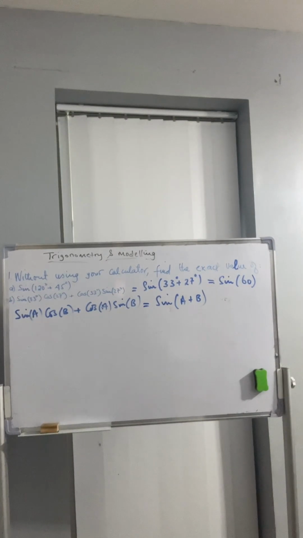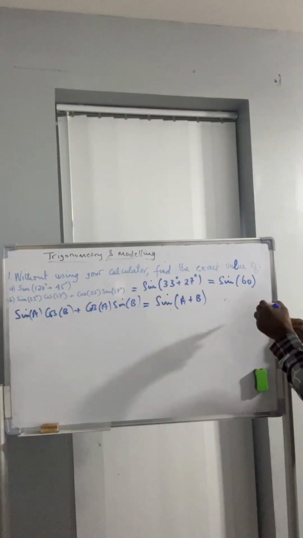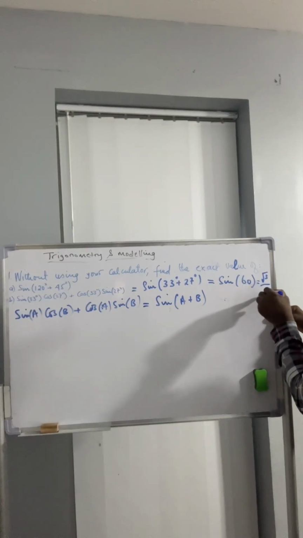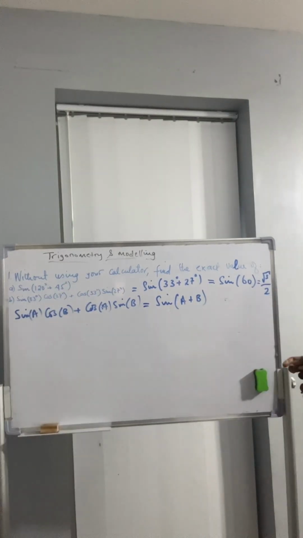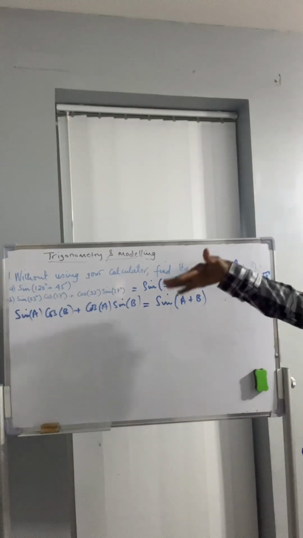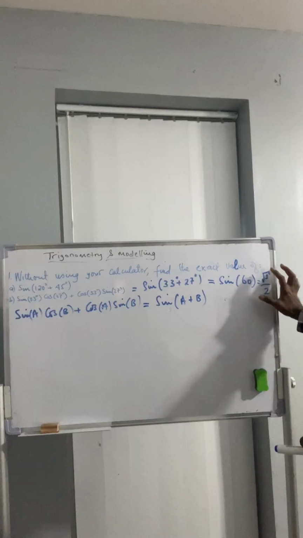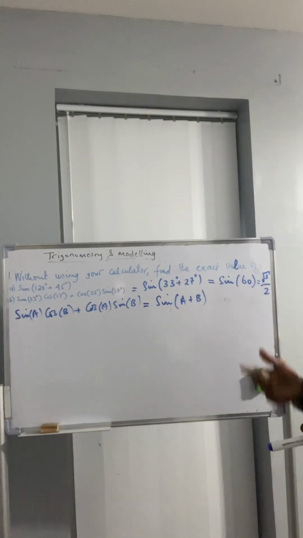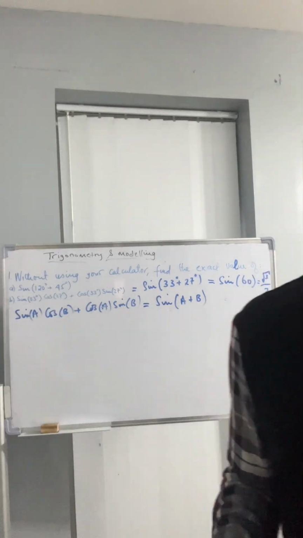And you know what sine 60 is? You know what sine 60 is from our previous problem. Sine 60 is root 3 all over 2. So this is the exact value. This is what they mean by exact value. If you followed the first video, then you know how we arrive at this answer. I don't want to waste time doing the same thing over and over.